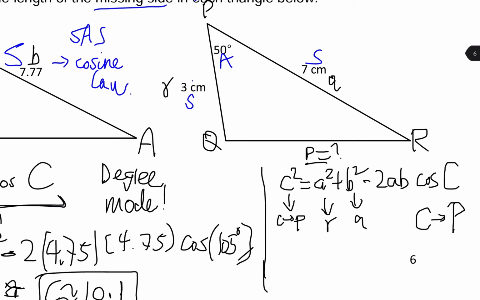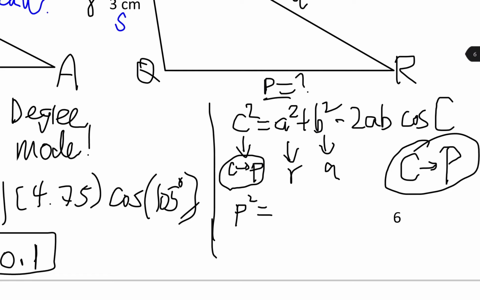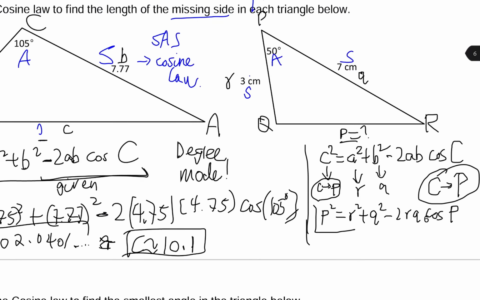No problem. For the two other sides, it can be either choice. Okay, the key is the angle opposite the side you're looking for. Those are the important ones. So if we rewrite our formula, this becomes P squared, which we're looking for, remember, is equal to R squared plus Q squared minus 2 R times Q cosine of angle P. Now, this information we can get from the diagram.